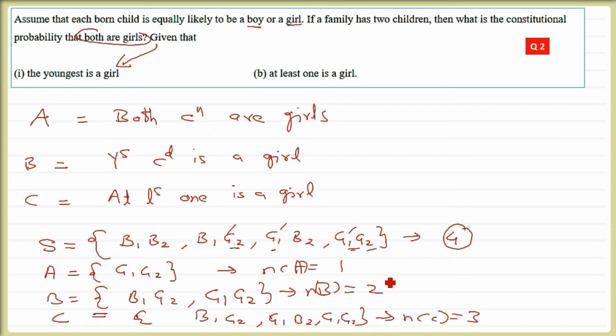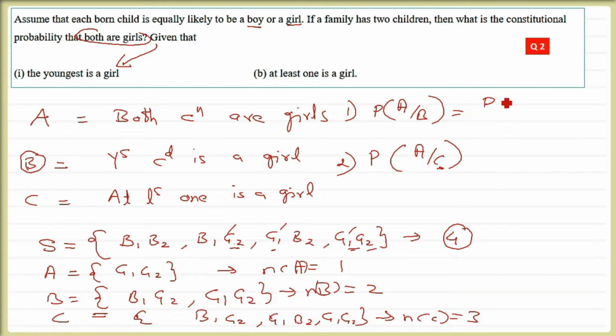Now we have to find out different intersection. First, let me write the formula here or the expression here. Given that youngest is a girl, so first we have to find out P(A by B) and then P(A by C). When B is given, what is A? And what is A when C is given? A by C will come. With whatever thing is given, it has to be in the denominator. Well, it's not a division, just a symbolic way to represent it. So the expression will be like this. P, you can also call it as N because we are going to count the numbers only. N(A intersection B) divided by N(B). N(A intersection C) divided by N(C).